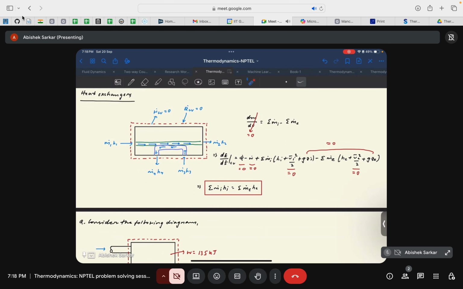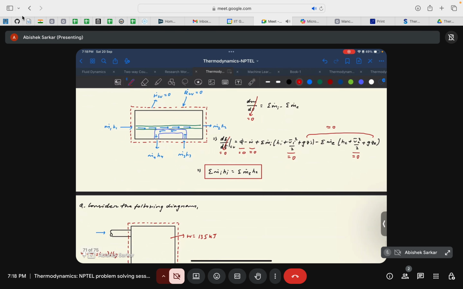I need to show this as steady state, of course. In this case as well, the changes in potential energy and kinetic energy are usually equal to zero, or much less compared to the magnitude of the change in enthalpies. So the only relevant terms remaining are the summation of mi dot times hi and the summation of me dot times he.